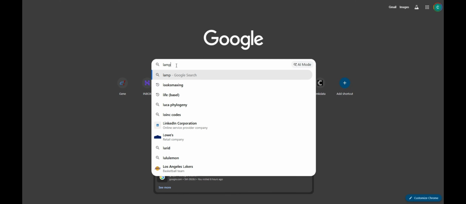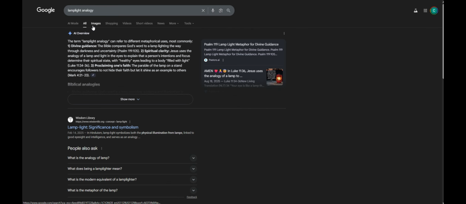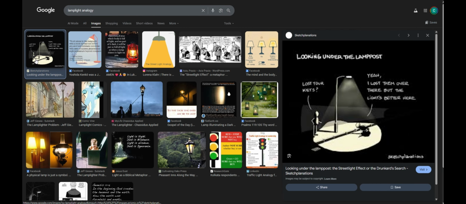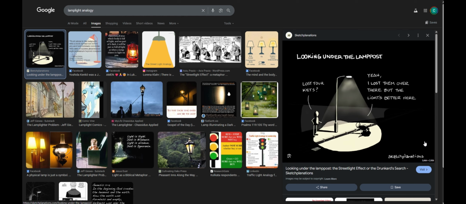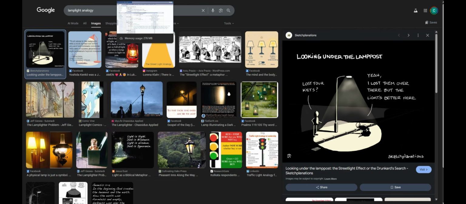Lamp light analogy. This often happens with genes in disease research. People keep looking at the same genes. It would be like you're looking under the lamplight when really you lost your keys over here. Yeah, I lost them over there, but the light's better here. It's a perfect analogy for what happens in disease research.